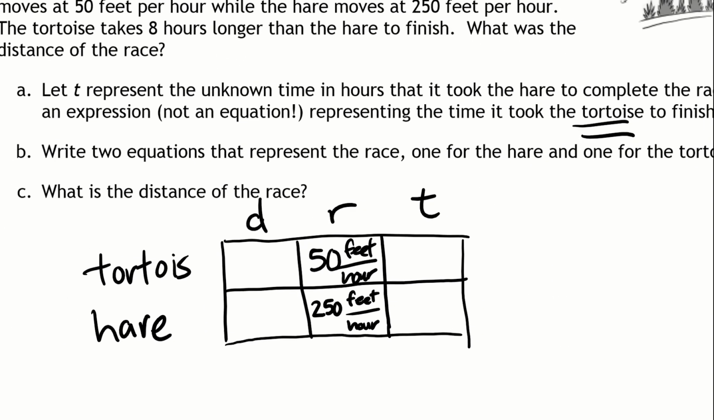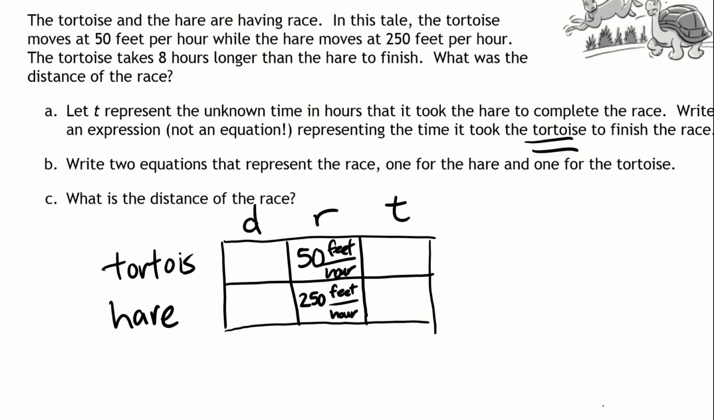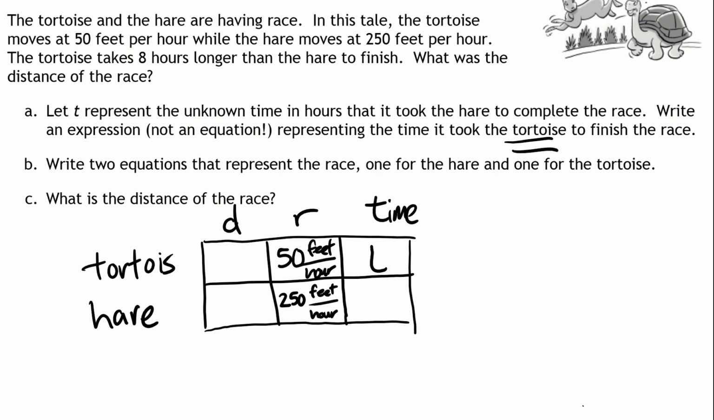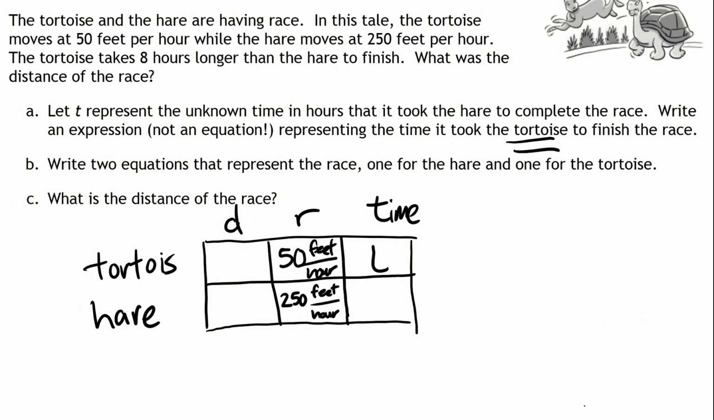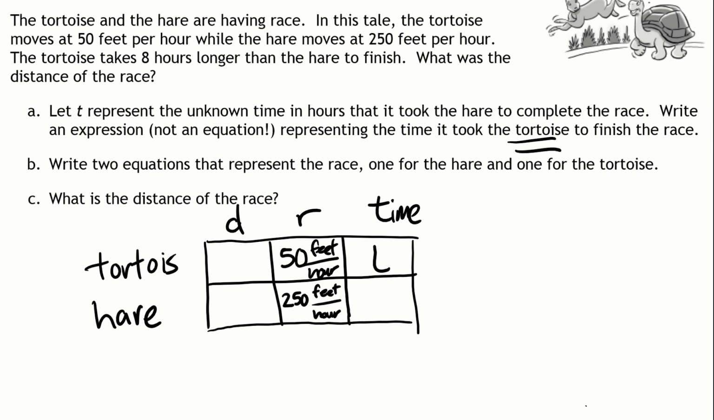And then they tell me to let t represent the unknown time in hours that it took the hare to complete the race. So this column is time. Oh no, let t represent the time in hours that it took the hare to complete the race. My bad, I need to put the t here. So t is the amount of time it took the hare to complete the race.